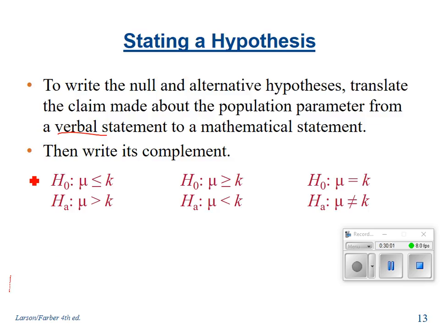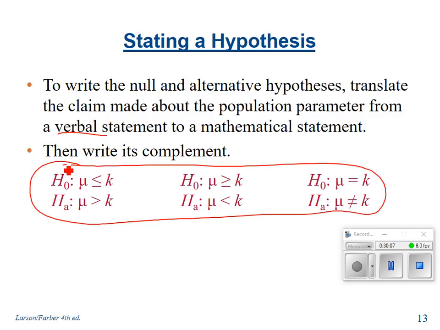These are 3 different things that could happen. These are all the ways that your null and alternative hypothesis could look. K is just some random number or variable. So your null could say mu is less than or equal to k. If it says that, then your alternative hypothesis is going to be mu is greater than k. If the null says mu is greater than or equal to k, then your alternative hypothesis is going to be mu is less than k. If mu equals k, then your alternative hypothesis is going to be mu does not equal k. So those are all the possible ways that you could set up the null and the alternative hypothesis.